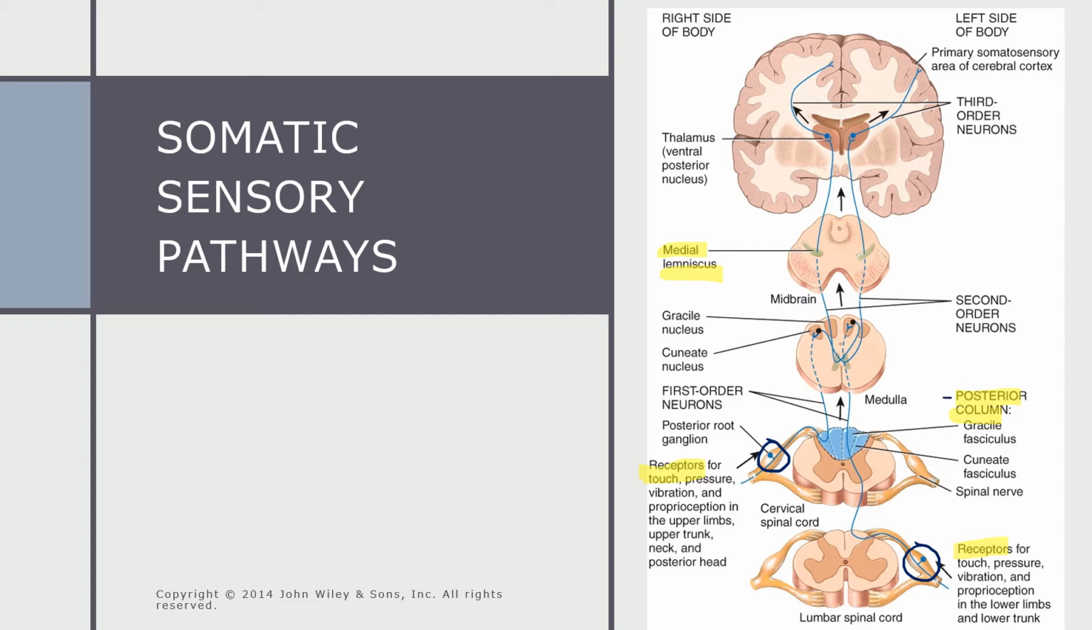So those are the posterior columns. And there are two parts of the posterior column: the gracile fasciculus, which is the more medial aspect on either side of the posterior column, and also the cuneate fasciculus, which is the more lateral aspect on either side. So the more medial aspect is the gracile fasciculus, and then the cuneate fasciculus is on either side of the spinal cord.